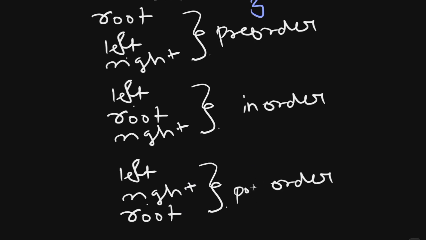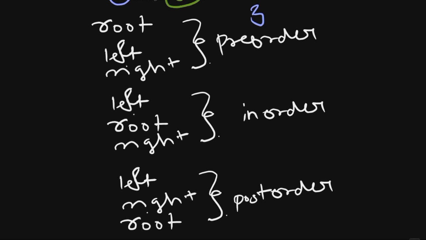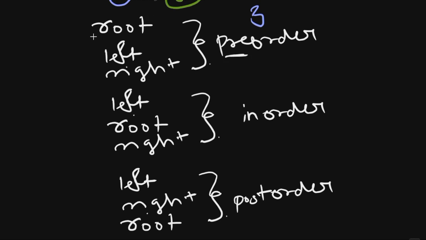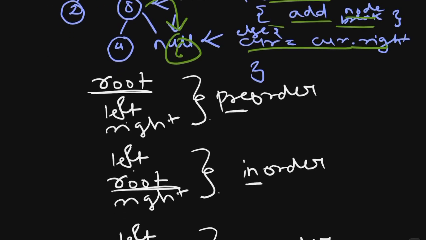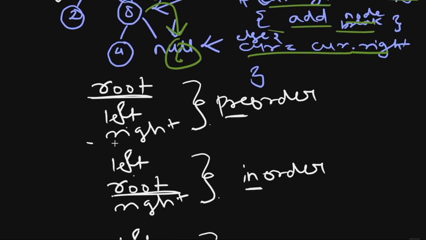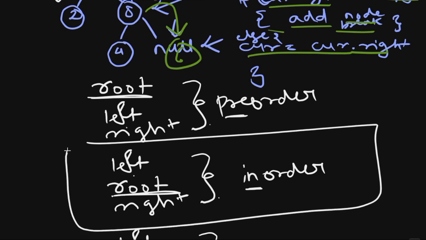So post order. As you can see, pre means at first, so root is at first. In order means in the middle, so you can see here root is in the middle. Post means after, so root comes last. So this is how we can traverse the tree. You can easily implement any of these, but we'll be going with the in order.